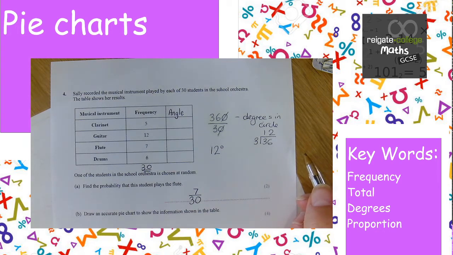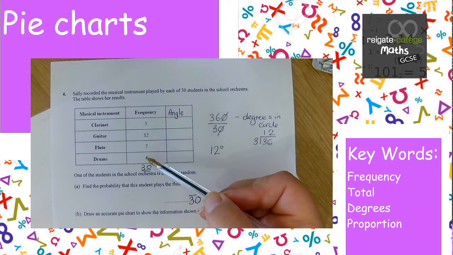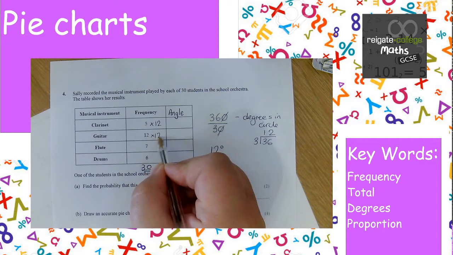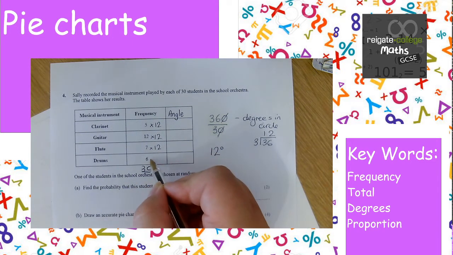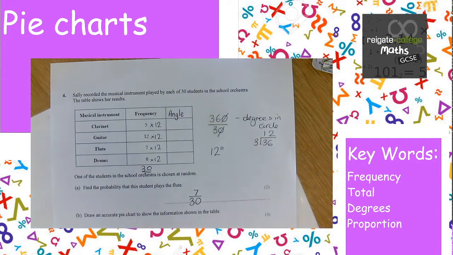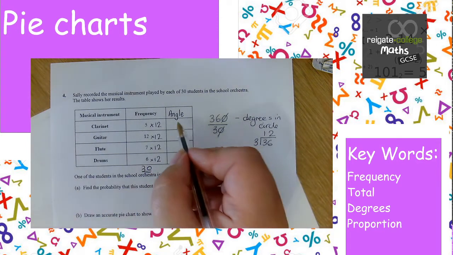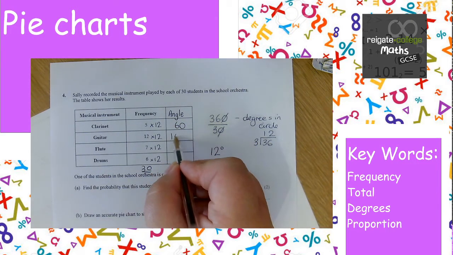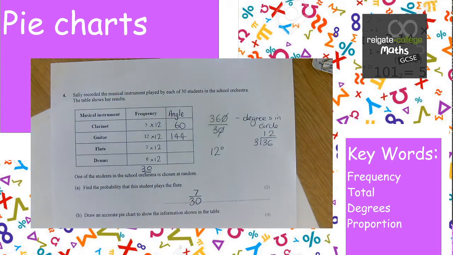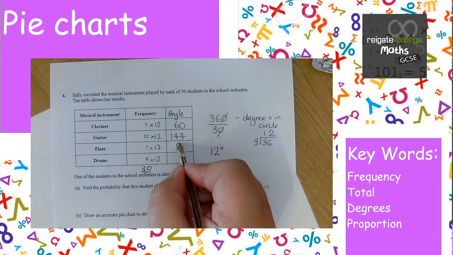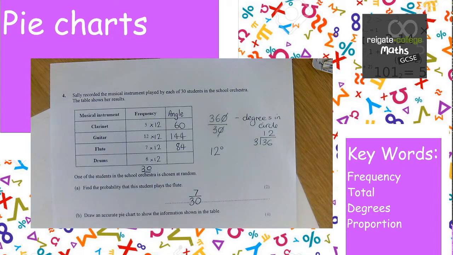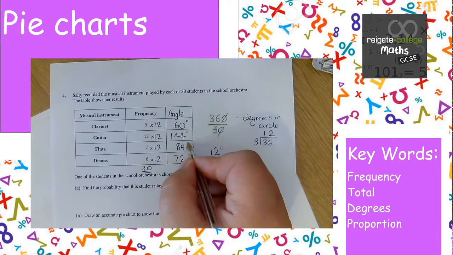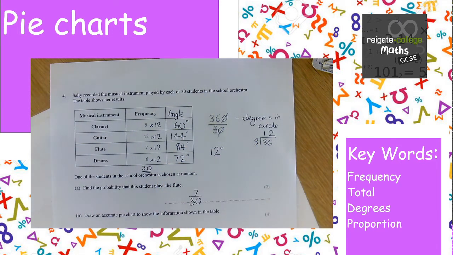I now need to multiply each one of these frequencies by the 12 degrees. And that will give me the total number of degrees of each of my angles. 5 times 12 is 60. 12 times 12 is 144. 7 times 12 is 84. And 6 times 12 is 72. These are all the measurements that I will now draw in my pie chart.